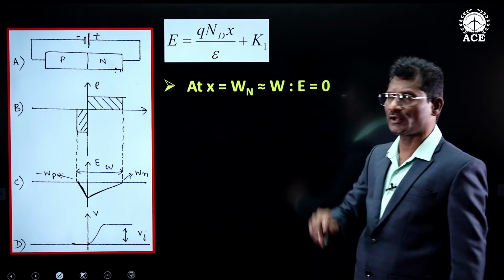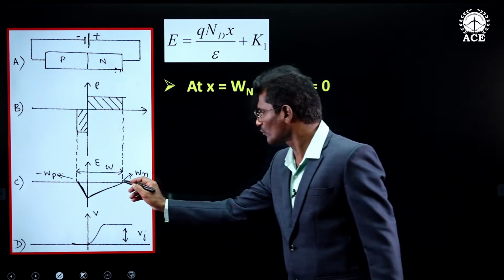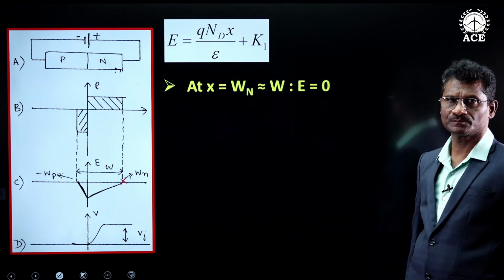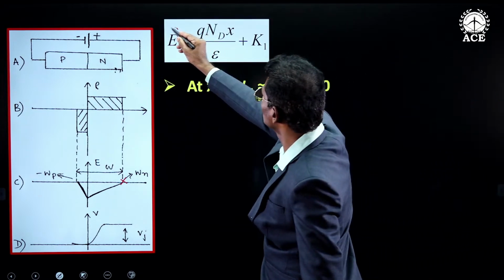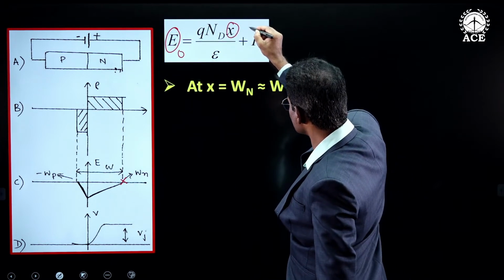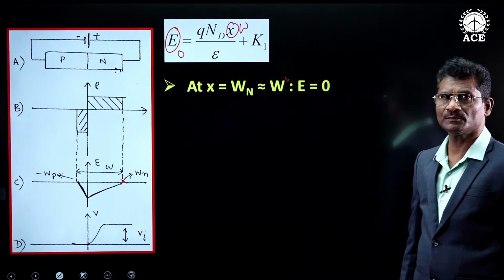At x is equal to Wn, which is approximately Wp, from the graph it can be observed that electric field is zero. So in this equation, electric field will become zero if x is replaced by W.